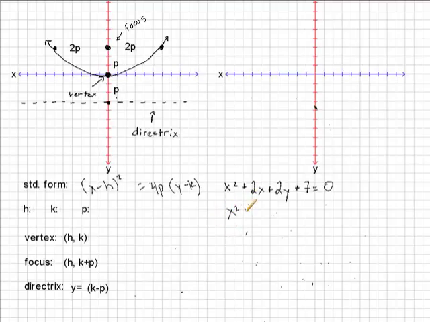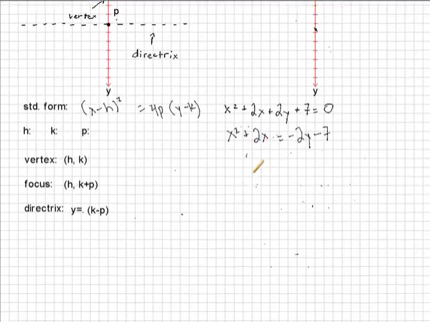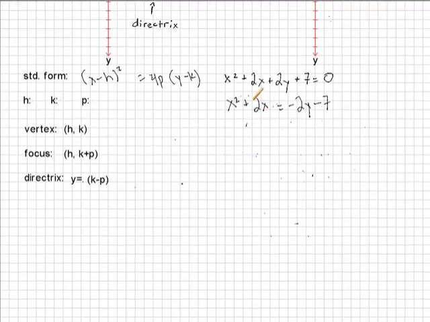So to do that, I'm going to put everything that's not an x on the other side of my equation. Then I'm going to complete the square. What that means is that I'm going to be taking the term attached to the x, dividing it by 2, taking that whole thing, squaring it, and adding it to both sides. So that will look a little something like this when I'm done. 2 divided by 2 is 1. 1 squared is 1. So I'm adding 1 to both sides.